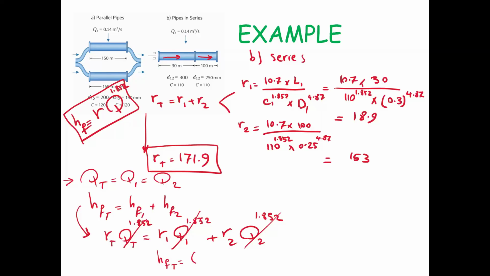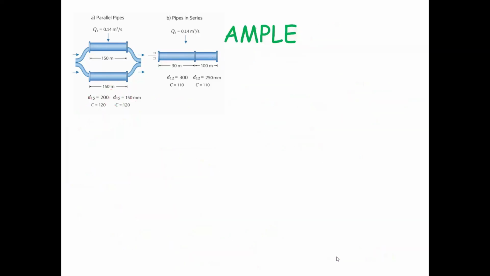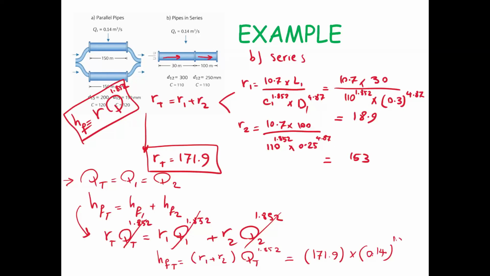So you just need to write that HFT is equal to R1 plus R2 times QT^1.852, which means 171.9 multiplied by Q^1.852, which is equal to 4.5 meters of losses.